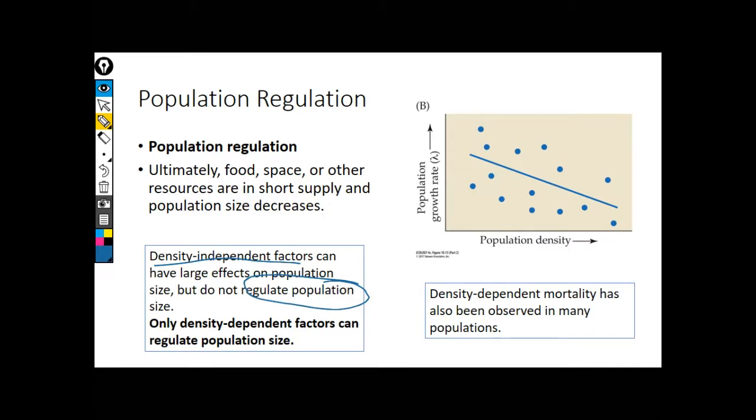Remember, it's random. There's not a pattern. We had a drought year. Individuals are going to die that year. We don't have drought years every time the population gets too big, right? Density independent factors are random. Effective, but random.